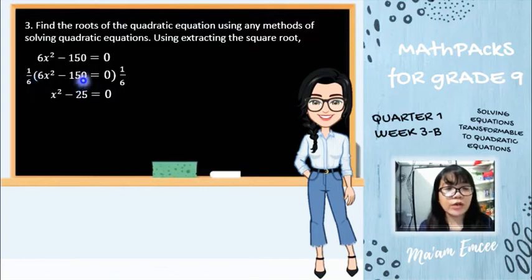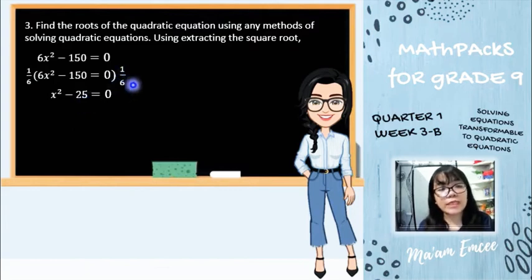So 150 times 1/6 is just the same as multiplying 150 to 1 divided by 6. So 150 times 1 is equal to 150 divided by 6, that is 25. So that is negative 25. And 0 times 1/6 is just equal to 0. So our new equation now is x squared minus 25 is equal to 0. We will be using extracting square root to get the roots of this quadratic equation.